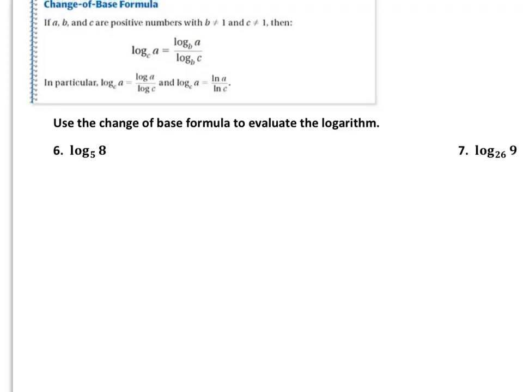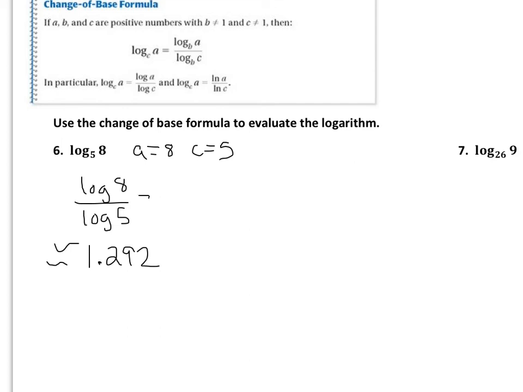It says, use change of base formula to evaluate the logarithm. So log base 5 of 8. We're going to apply this right here. So a is 8, c is 5, so you have log 8 divided by the log of 5. So go ahead and put that into your calculator right now, because you should get approximately 1.292.